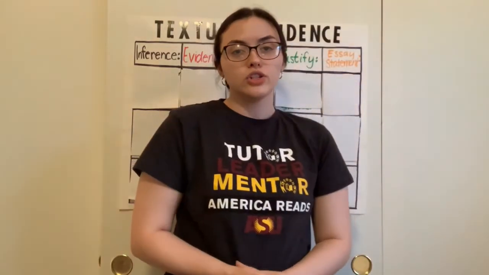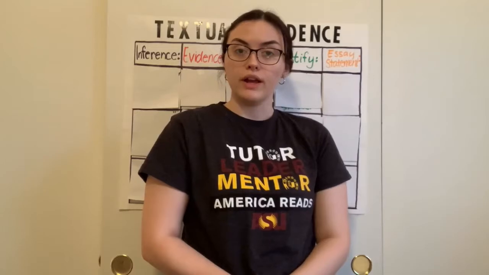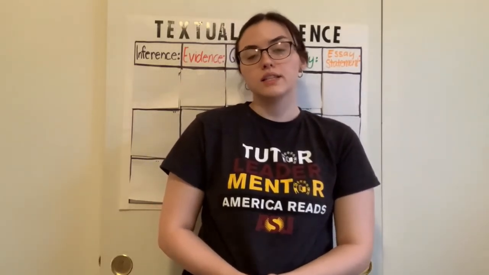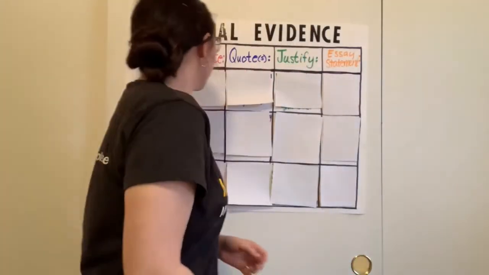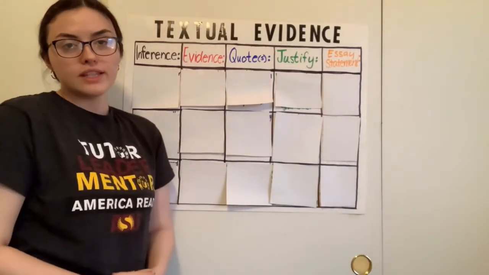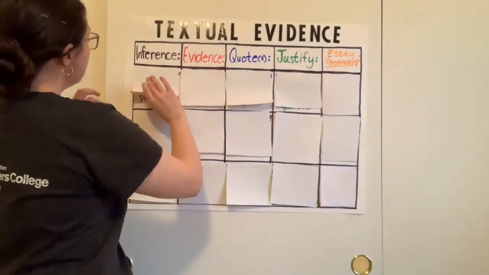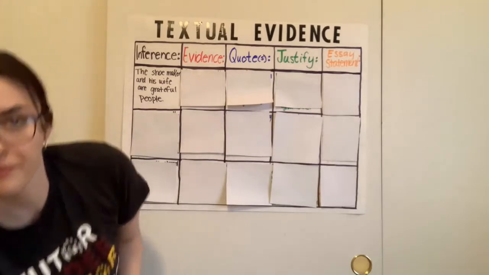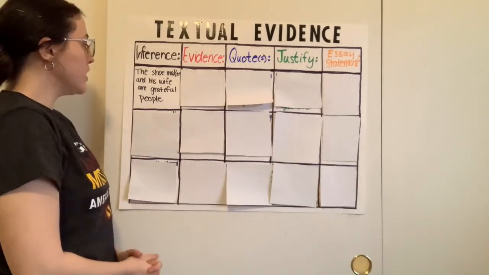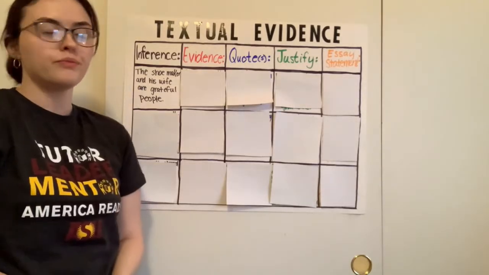Now that we have read our story, we are going to fill out our graphic organizer. I will first reveal an inference about the story, and then together we are going to find evidence and quotes from the text that support the inference. So let's go ahead and get to that. Our first inference that I have prepared today is the shoemaker and his wife are grateful people.